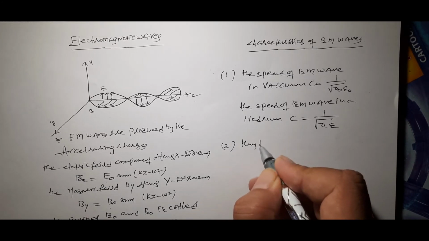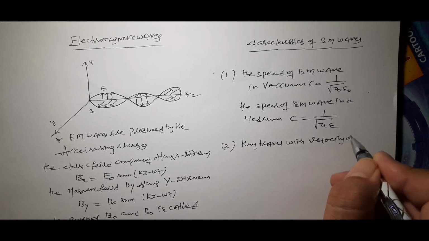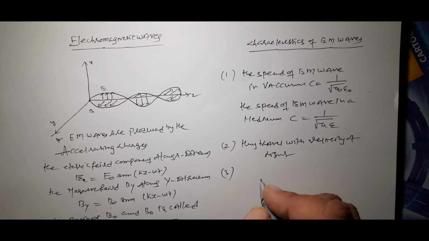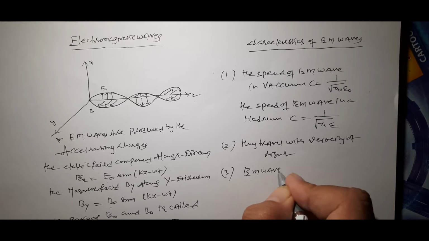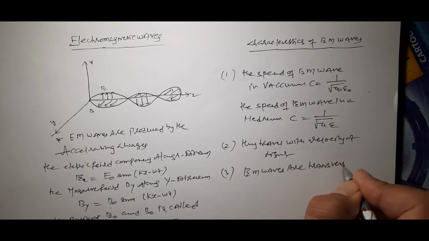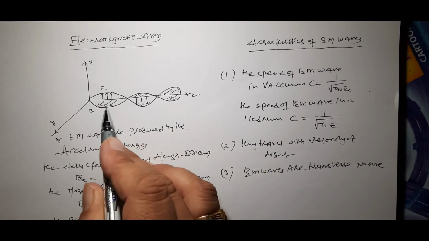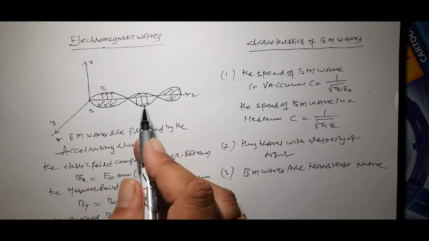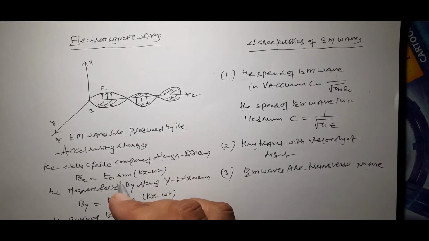They travel with the velocity of light, and their nature is transverse. EM waves are transverse in nature. Why? In the propagation of an EM wave, the electric field vibrations and magnetic field vibrations are perpendicular to the propagation of the wave. So we can say these EM waves are transverse in nature.